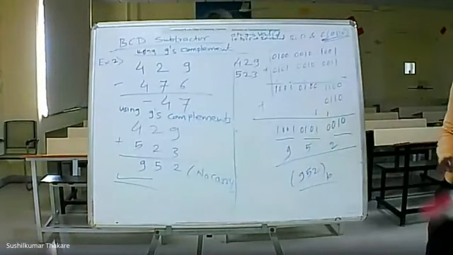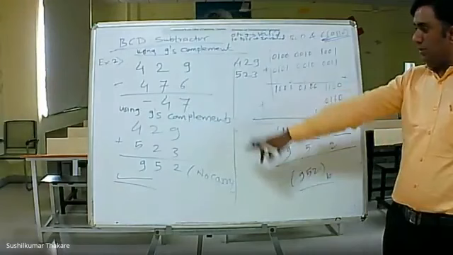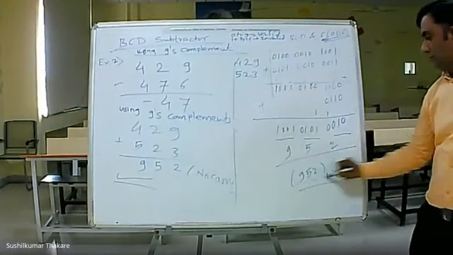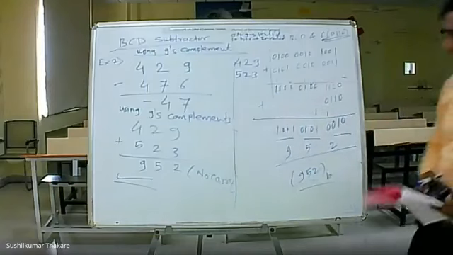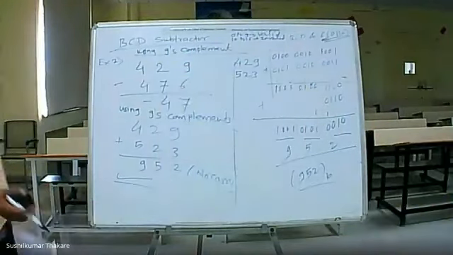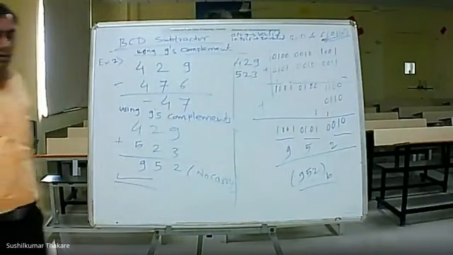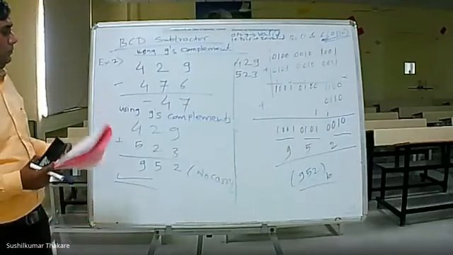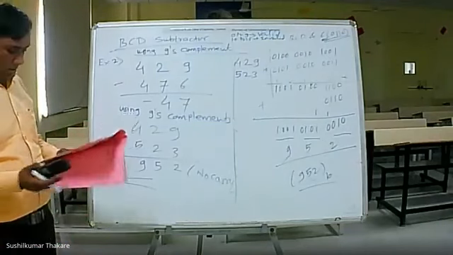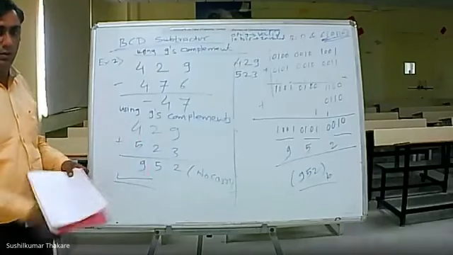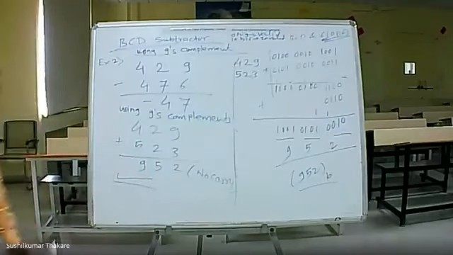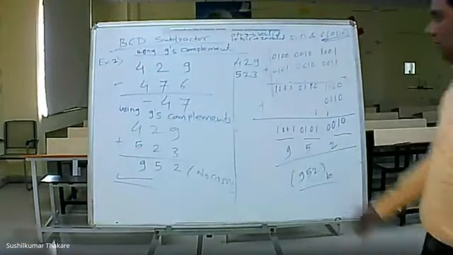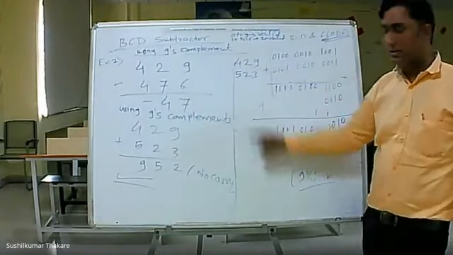Okay. Got it? This is using 9's complement. We'll get this number, 952. But in this example, no carry is available. In the previous example, carry is available. So this is the very simple subtraction using 9's complement. Then next topic. If you have any doubts, ask me. Any doubts regarding this? Ask me.